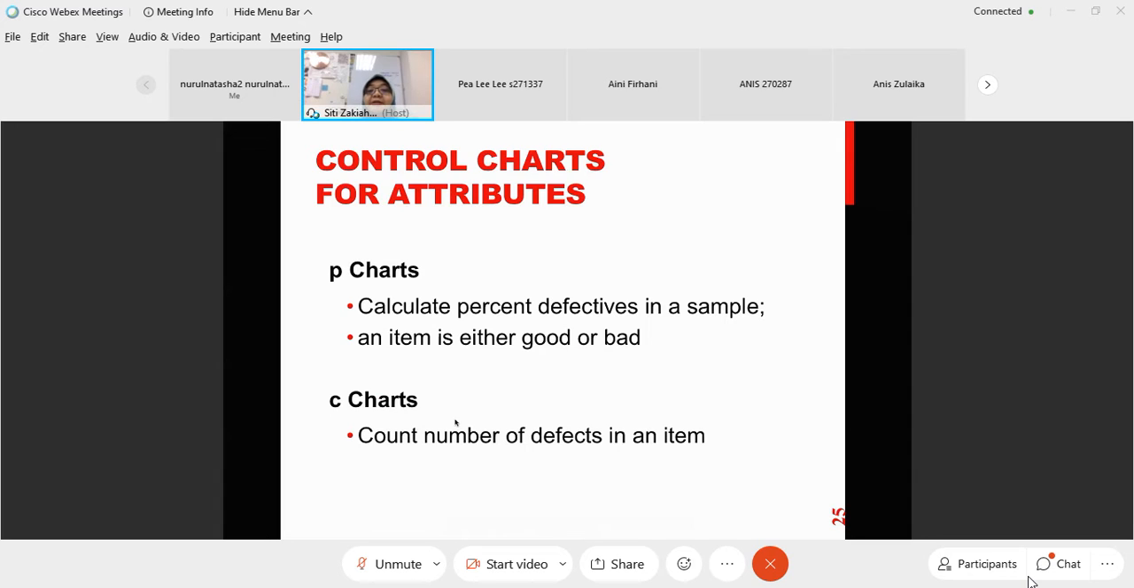Okay? I repeat again. P charts, you look at percentage defectives. The item is either, dia ada discrete choice, the item is either good or bad, male or female, yes or no, macam tu. Okay. C charts count the number of defects in an item. Okay. I hope you buka mind you to understand this, right?